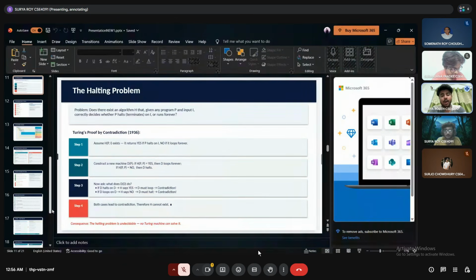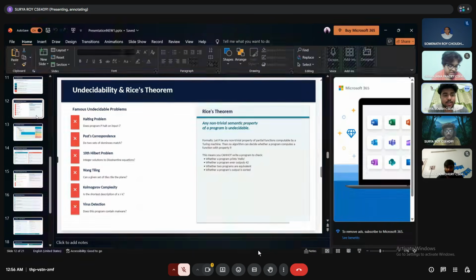Now ask: what does D(D) do? If D halts on D, H says yes, then D must loop. There is a contradiction. If D loops on D, H says no, so D must halt, and that is also a contradiction. Both cases lead to contradiction, therefore H can't exist. The consequence is that the halting problem is undecidable. No Turing machine can solve it.